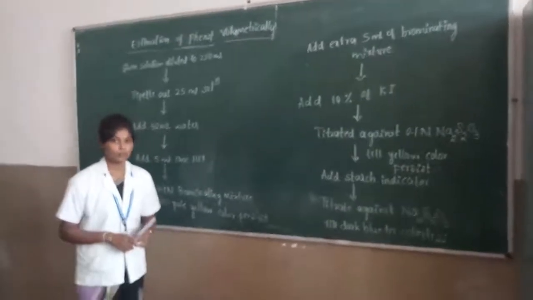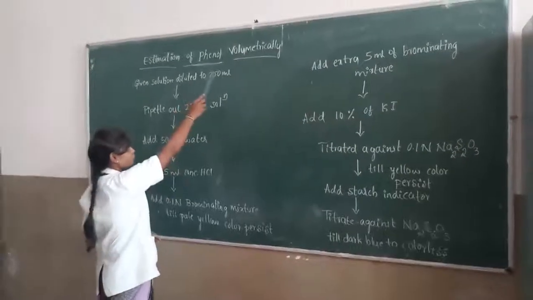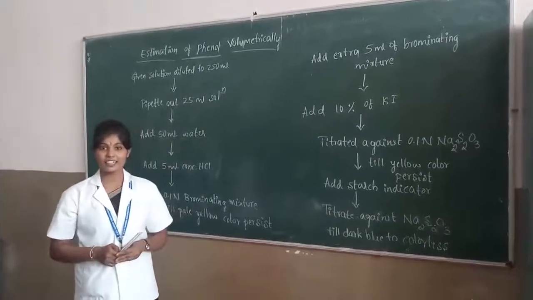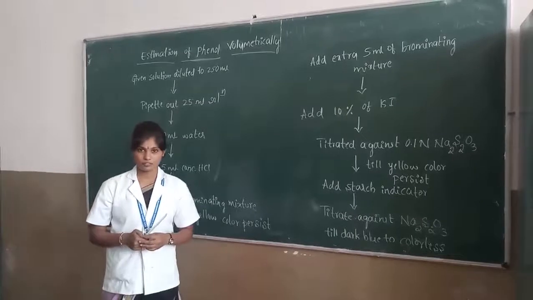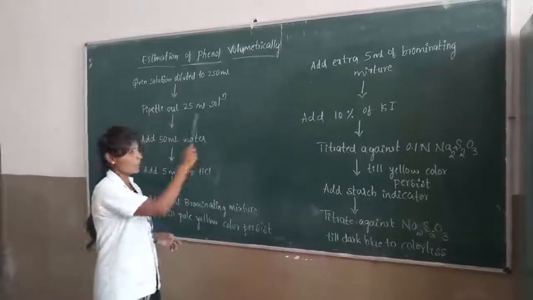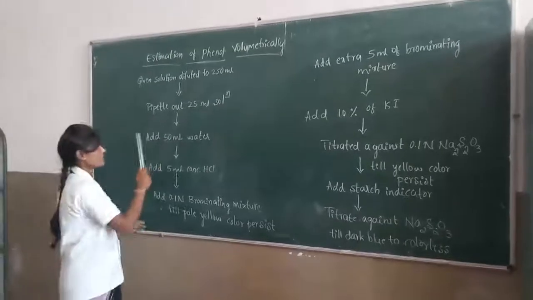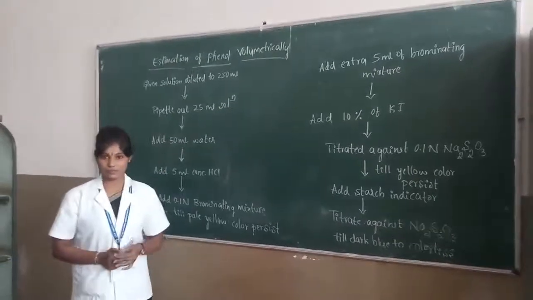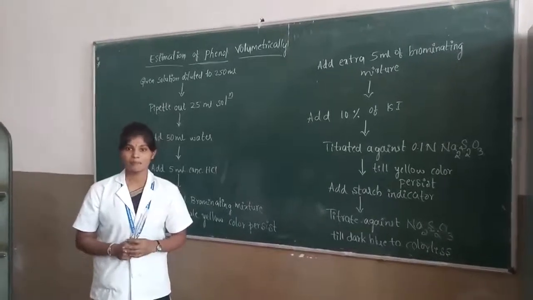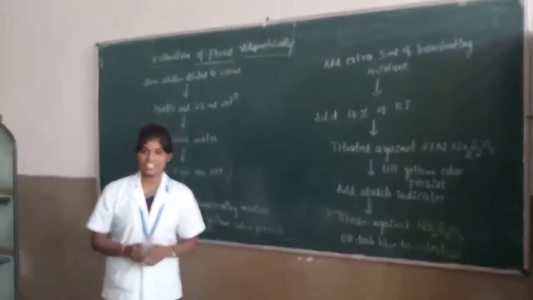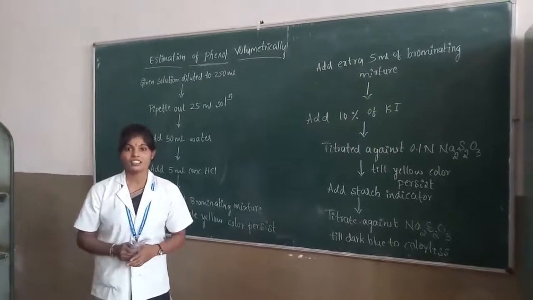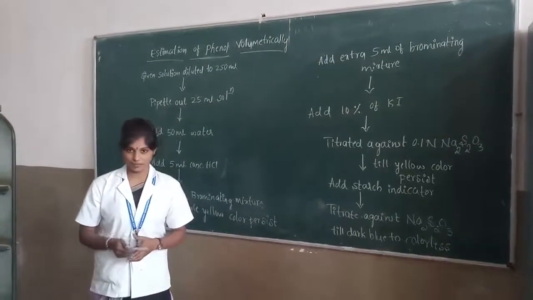Today we have to perform the experiment estimation of phenol volumetrically. The name volumetrically indicates that the amount of solute present in the given solution should be calculated by the volumetric method. In this experiment there are two main titrations. First one is the main titration and second one is the blank titration. Main titration indicates the end point of the reaction. Blank titration indicates the errors in future experiments.